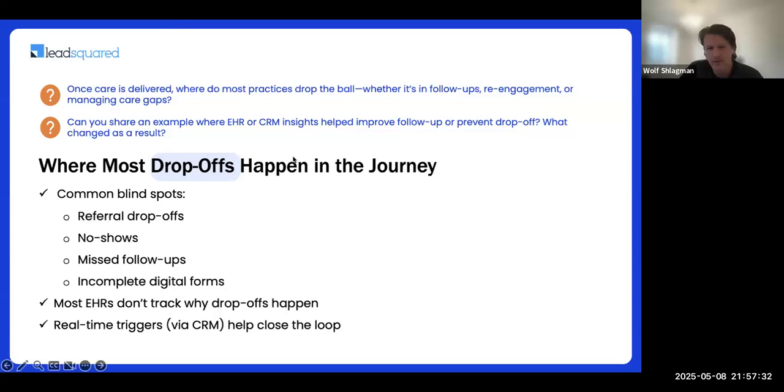So again, having the technology do the work for you to reach out proactively, to make sure people are going to show up, and the ones that don't or can't are also engaged with proactively.